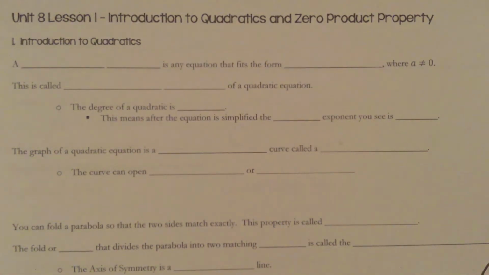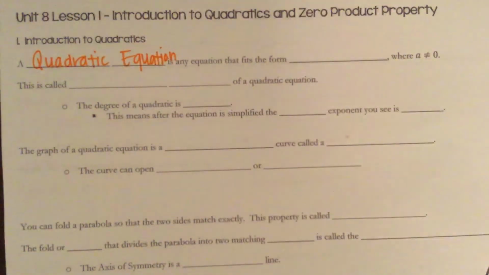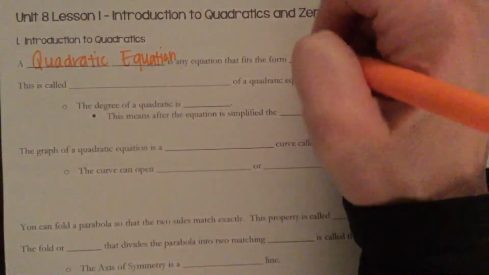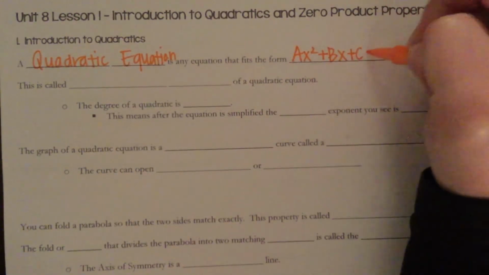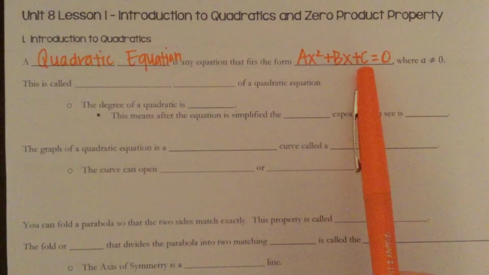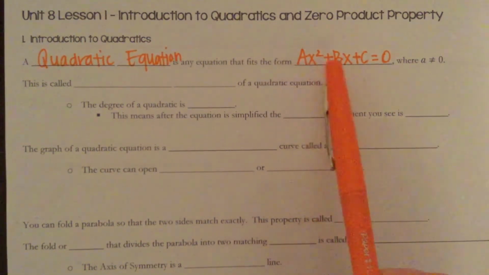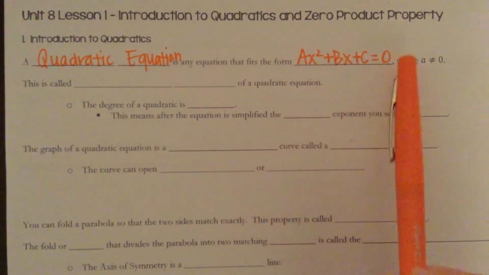So an introduction. A quadratic equation is any equation that fits the form ax squared plus bx plus c is equal to 0. In that form, a cannot be 0. So we've seen this form before when we talked about factoring trinomials and we identified the a, the b, and the c. This is the standard form of a quadratic equation.